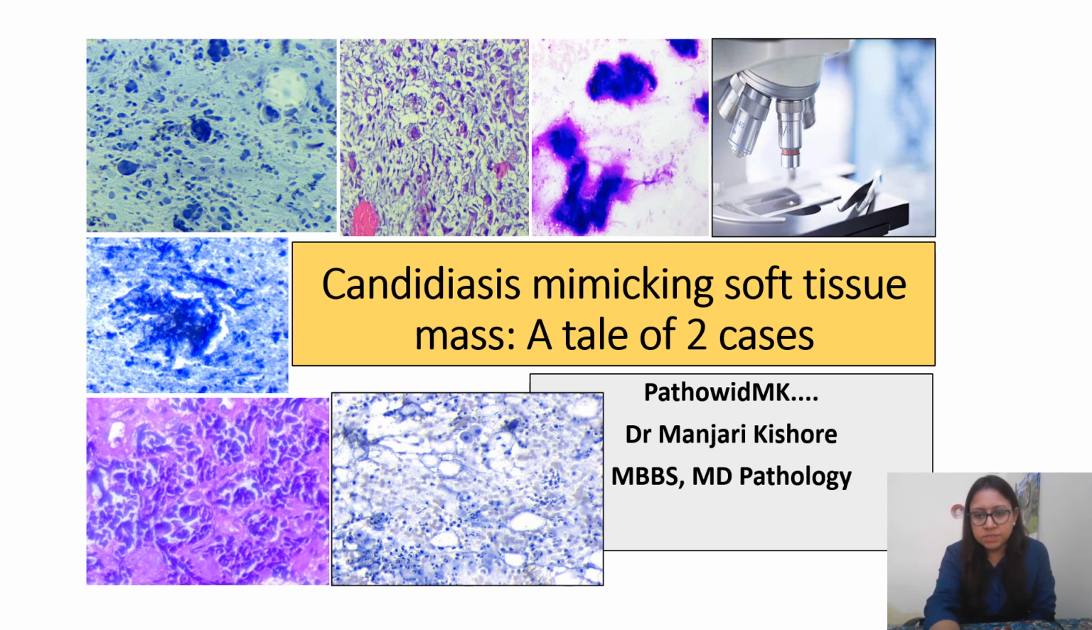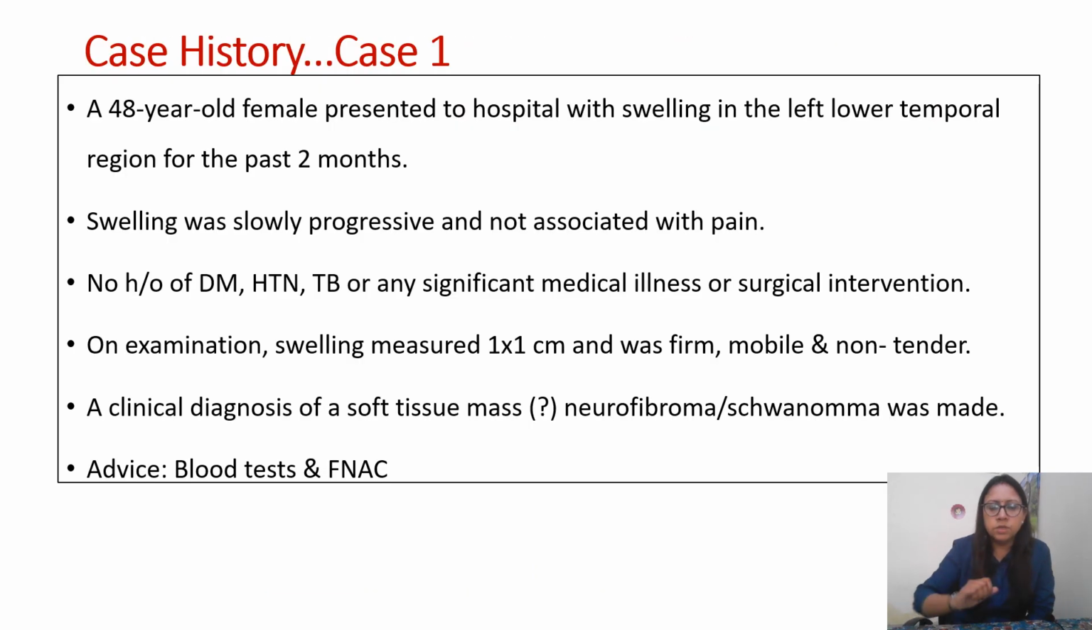So today I'll be discussing a tale of two cases wherein a normal fungal infection mimicked a soft tissue lesion in the patient. I'll be dealing with two cases, case one and two. Both were found to have Candida infection. Then just see the location where we found this fungal infection.